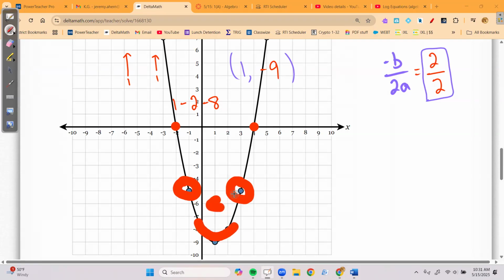I should have skipped the 2 eyeballs and I should have jumped up and saved my 4th and 5th points for these ones, because it's asking you specifically to always make sure that 2 of your points are the ones on the x-axis where the graph crosses through. So let's do one more and I'll show you what that means.